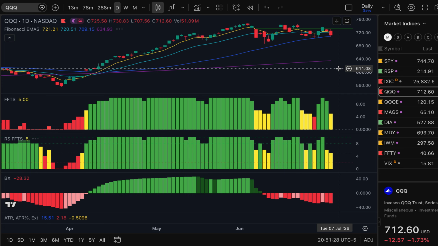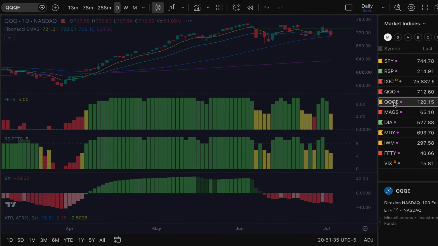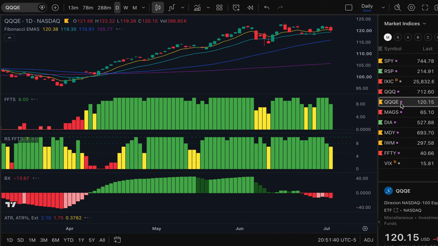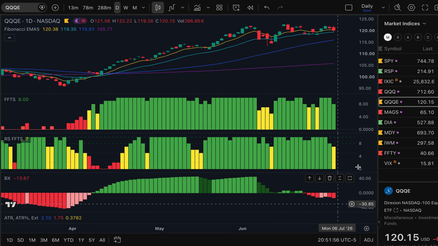Relative strength trend stack is 5 out of 10, and momentum is negative. The NASDAQ 100 equal weight, QQQE. Similar story. The trend stack is 8 out of 10, so it's not quite... So that's better. Relative strength just a little bit worse at a 7 out of 10. Momentum is still negative, though.